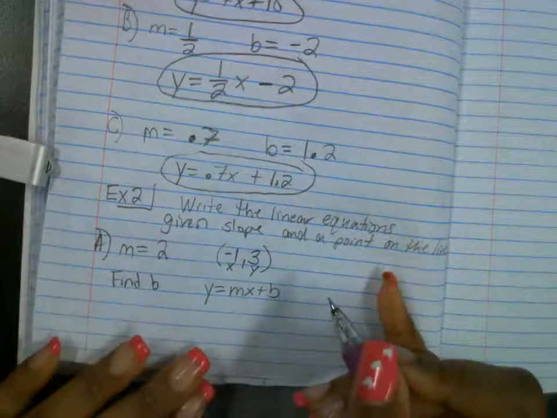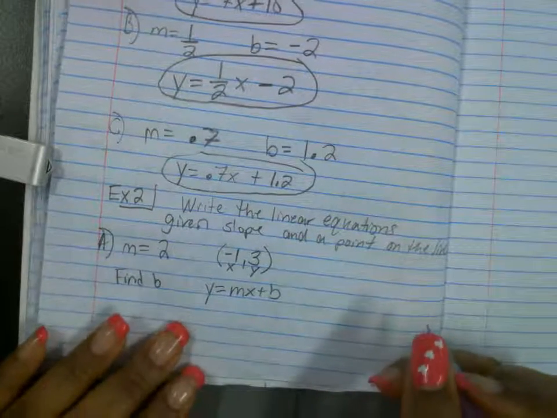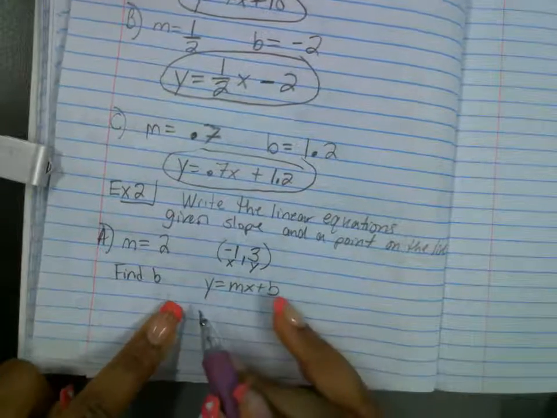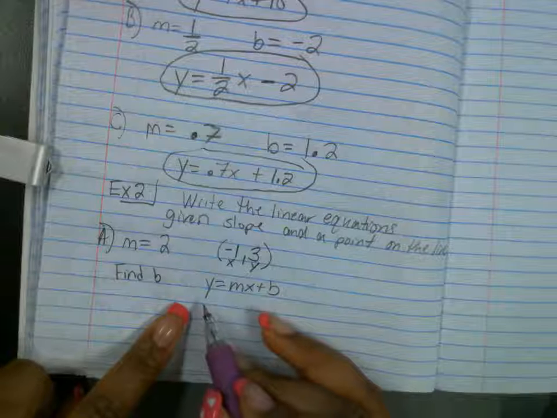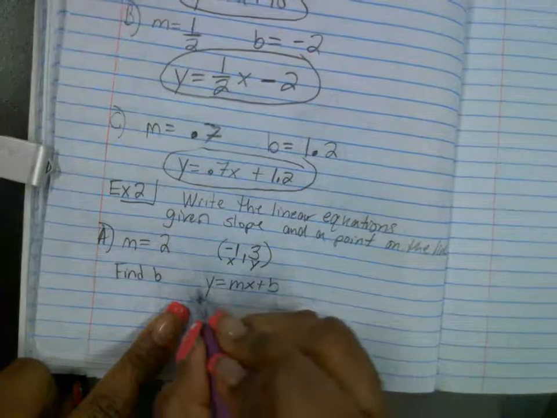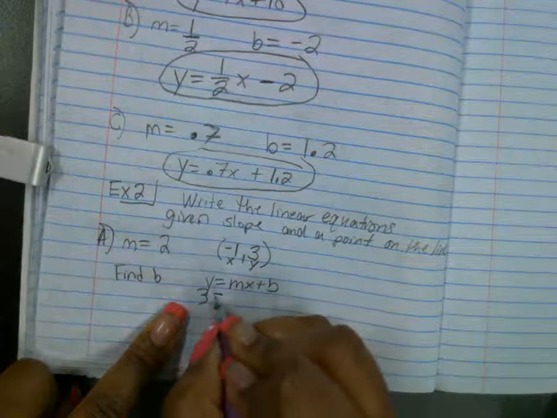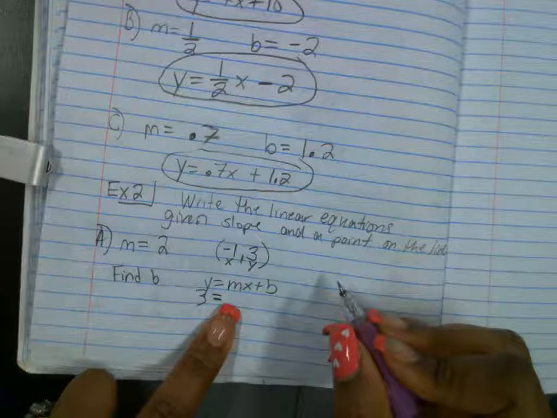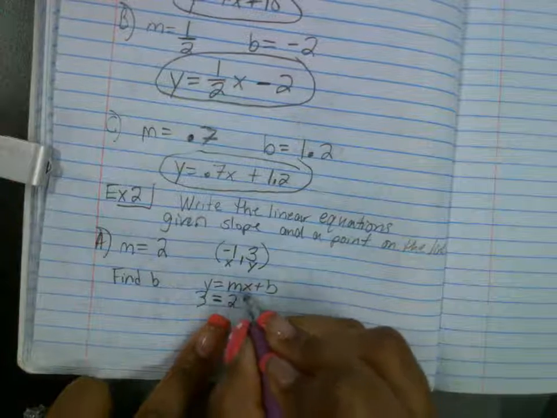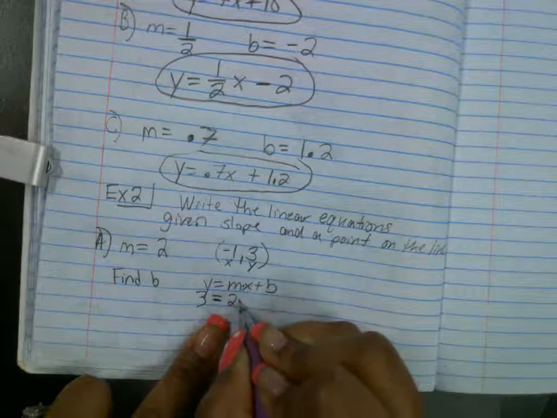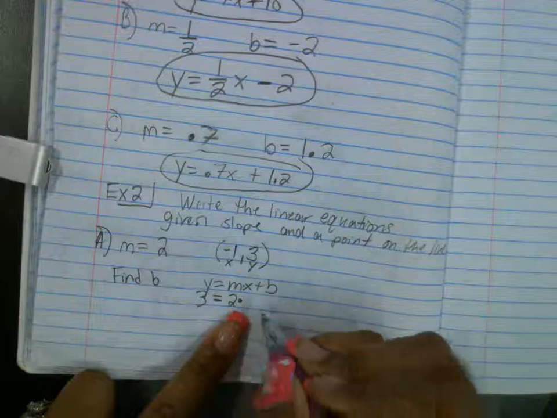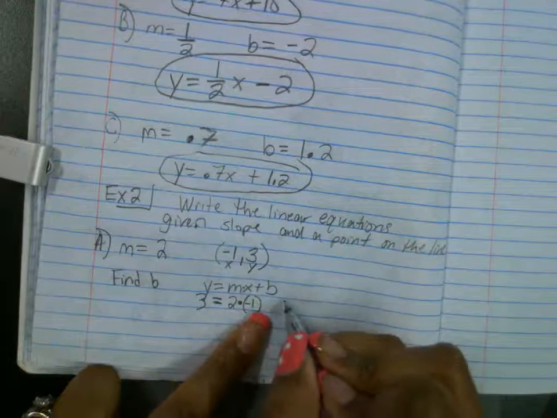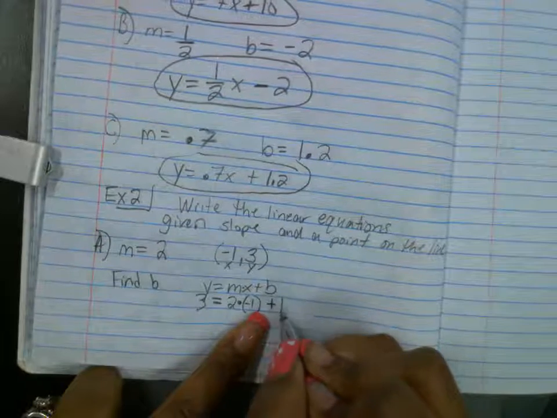You okay, babe? You got it? Okay. So we're going to substitute these numbers into this form. What number are we going to replace y with? 3. So put 3 here. It's equal to, what number are we going to replace m with? 2. This is multiplication here. So we got 2 times whatever x is. What is x here? -1. And we're solving for b, so we're going to say plus b.